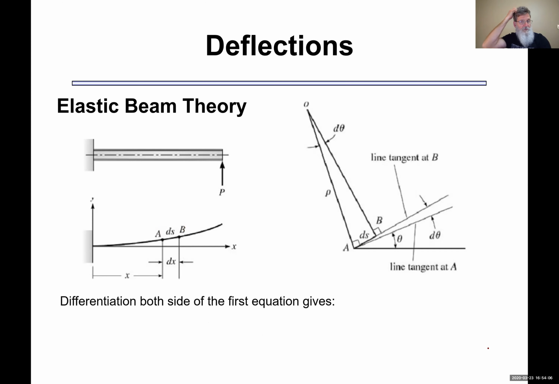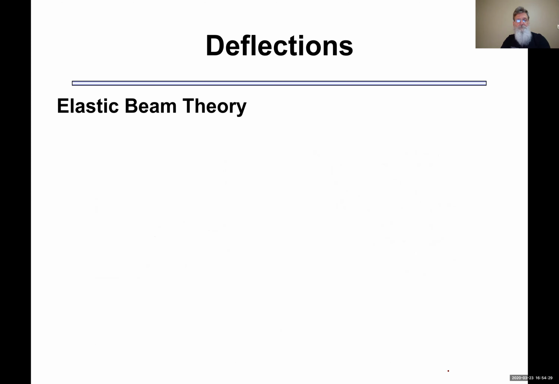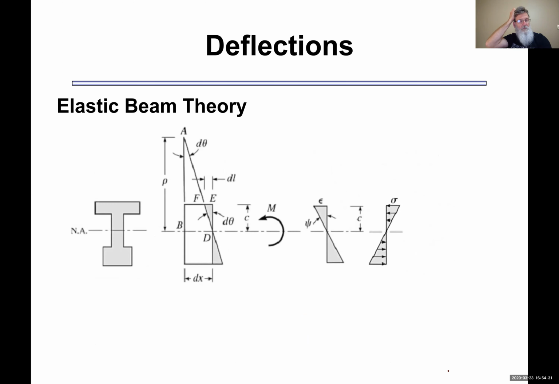So again, if we differentiate both sides, we now know that the curvature is d²y/dx². That we knew already. So take the derivative of both sides, we get this. And now you can see there's our displacement that we talked about before, and now it's related directly to curvature. So now we have a displacement-curvature relationship. Now we just need to get curvature related to something else that we know. In this case, we're going to do that with moment.